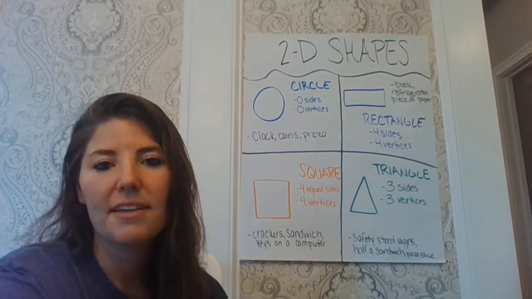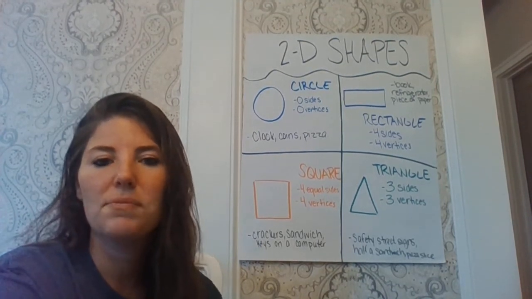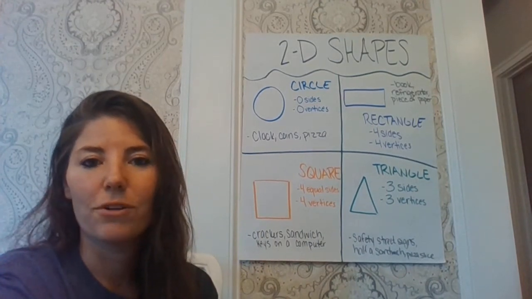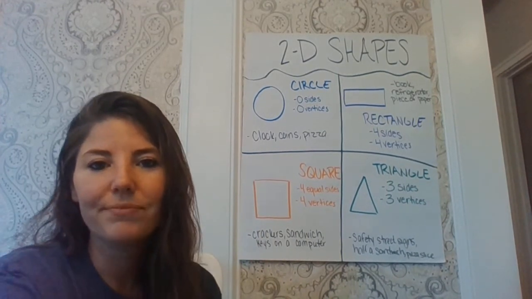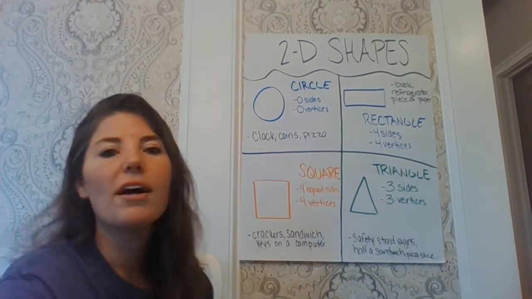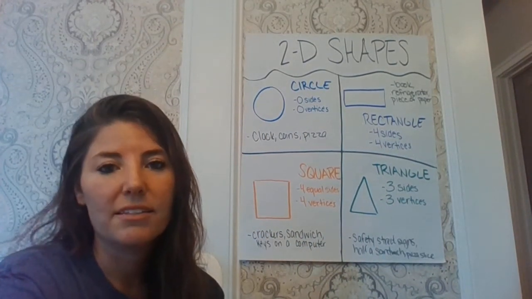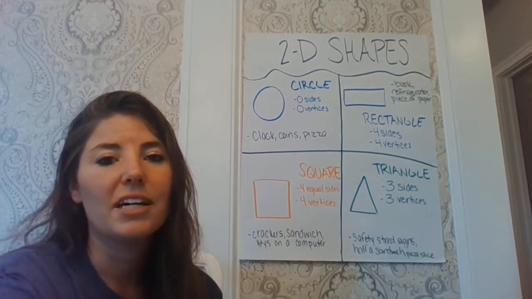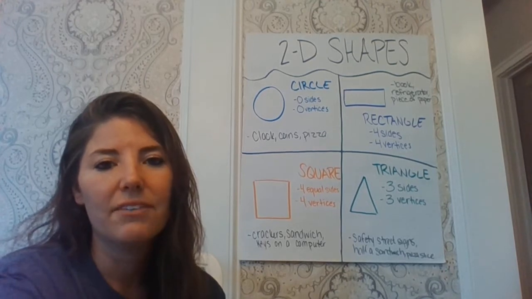So for today's lesson, only focusing on the flat shapes, we have this anchor chart to help us, so follow along as I go over the 4 shapes that we are going to learn today. The first one is a circle, and notice that a circle has no straight lines. They're all round, curvy lines to make a circle. A circle does not have any sides, and it doesn't have any vertices.